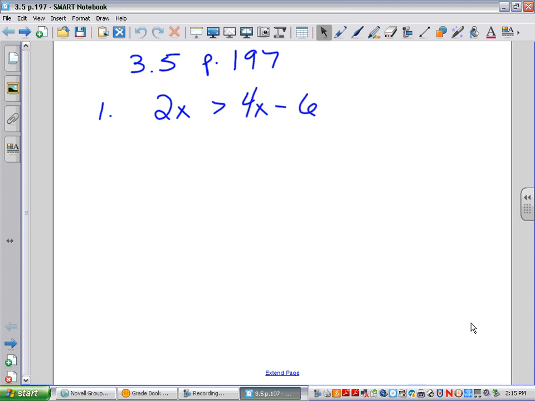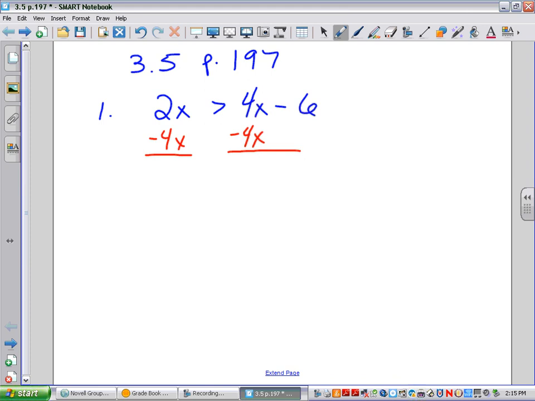We have this problem, and we got x's on both sides of the inequality. It says 2x is greater than 4x minus 6. I have to get those x's together. And what I want to do is subtract 4x from both sides.